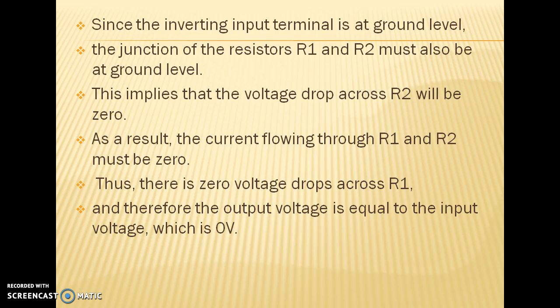Since the inverting input terminal is at ground level, the junction of resistors R1 and R2 must also be at ground level. This implies that the voltage drop across R2 will be 0. As a result, the current flowing through resistors R1 and R2 must be 0. There is 0 voltage drop across R1. Therefore, the output voltage is equal to the input voltage, which is 0 volts.